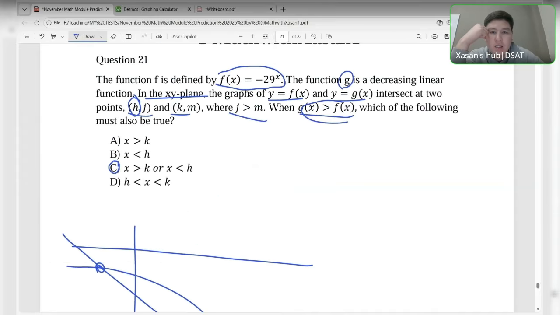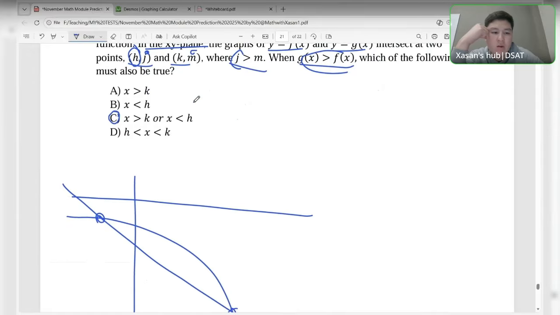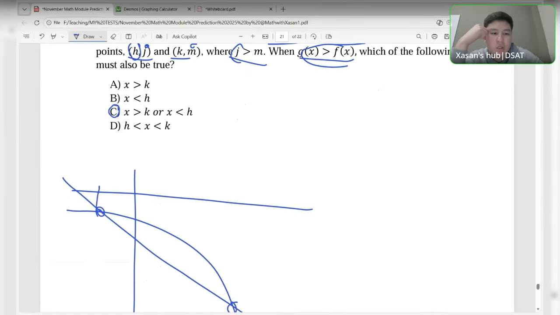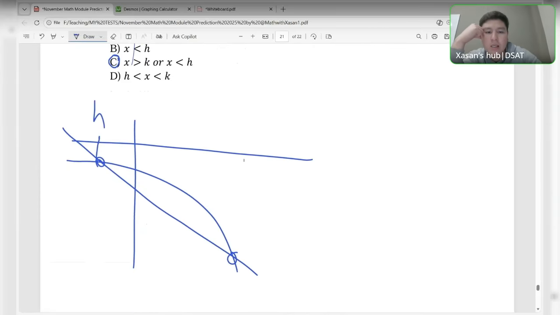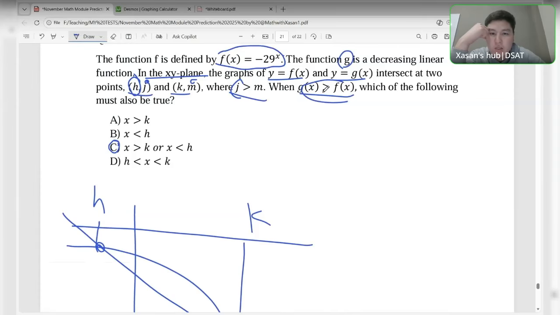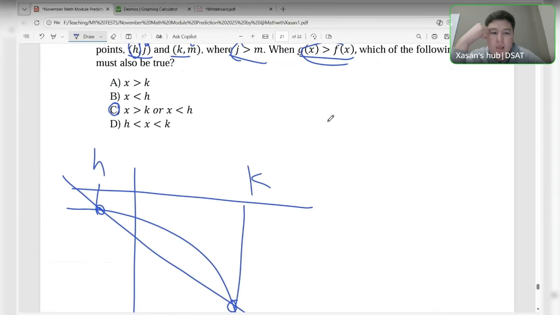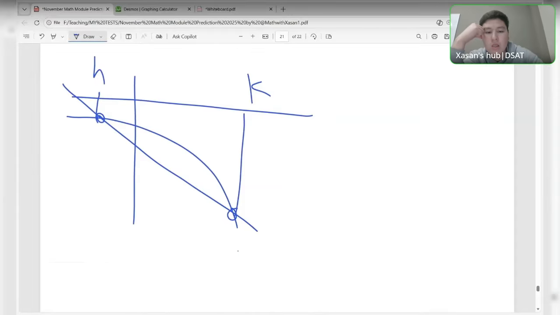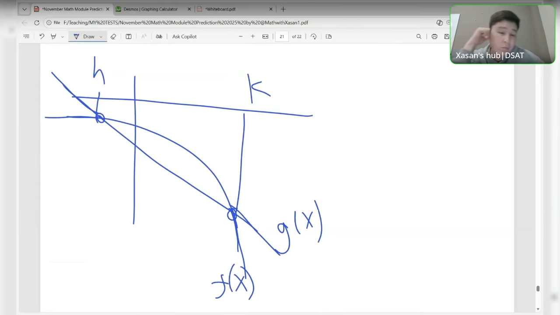And the question is saying that they are intersecting at 2 points, (h, j) and (k, m), and j is greater than m. Like the y coordinate of this point is greater than m. So I'm saying this is the point h, and this is the point k, like the x value. And the question is asking when g of x is greater than f of x, where g of x is the linear function, and f of x is your exponential.